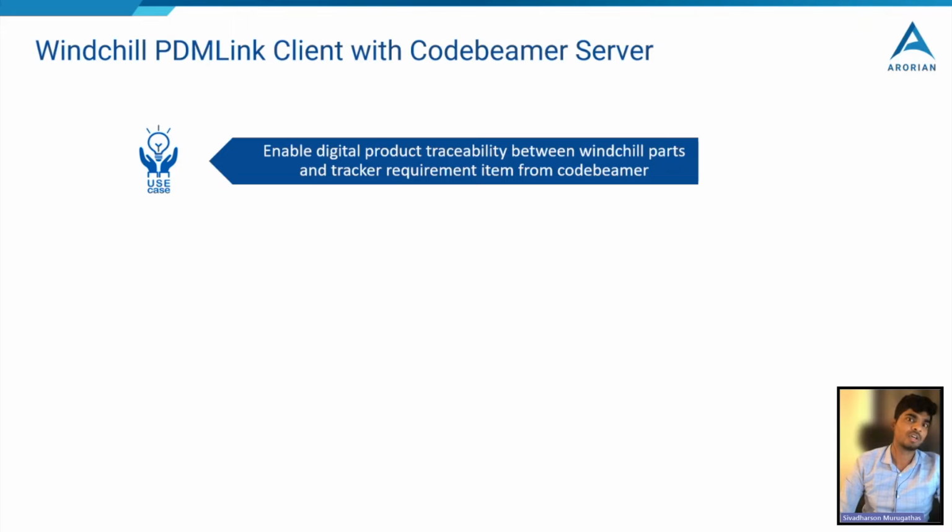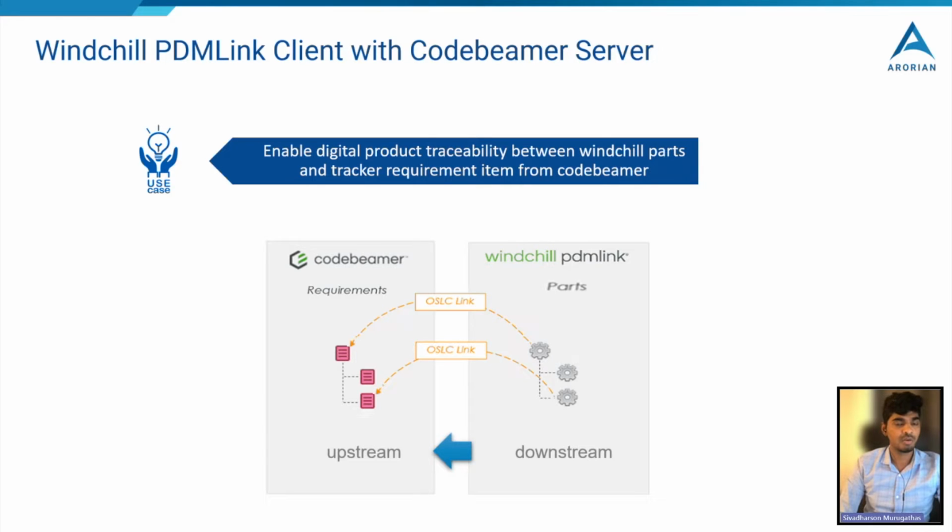Now let's look at the other scenario, where an organization starts its product development process by capturing the requirement definition first, followed by converting them into physical specifications for the physical design in Windchill PDM Link. In this scenario, Windchill PDM Link will be the OSLC client and Codebeamer will be the OSLC provider. This is the reverse of the other scenario we just saw. Now the trace link will be created in the Windchill database and point to the Codebeamer requirements. Whenever any change happens to the upstream Codebeamer requirement, this will be flagged to the users in the Windchill system using suspecting.